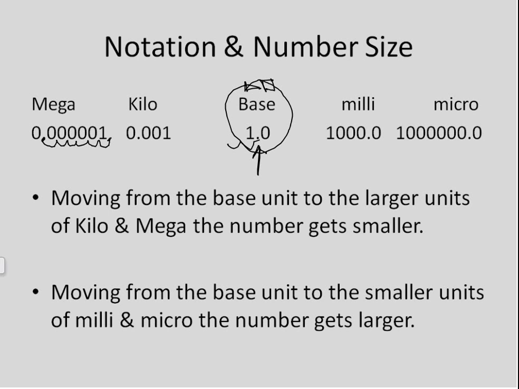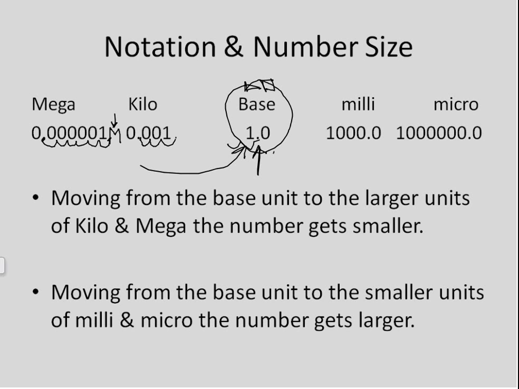So 0.000001 mega, you have to add the equivalent, is still equal to a base number of 1. 0.001 kilo, 1/1000th of a kilo, is still the number 1. You're just moving the decimal point over 3 places.